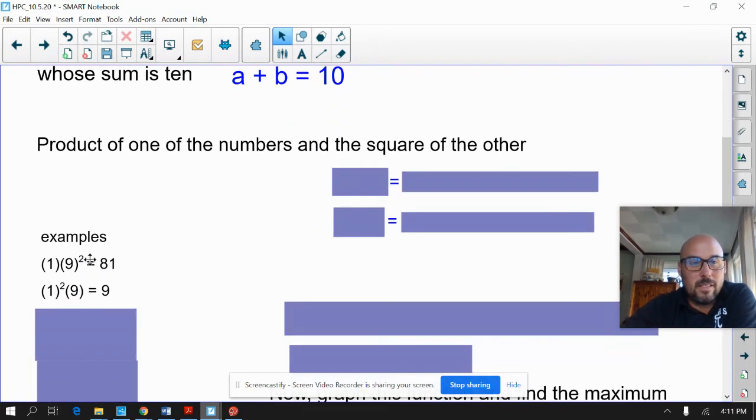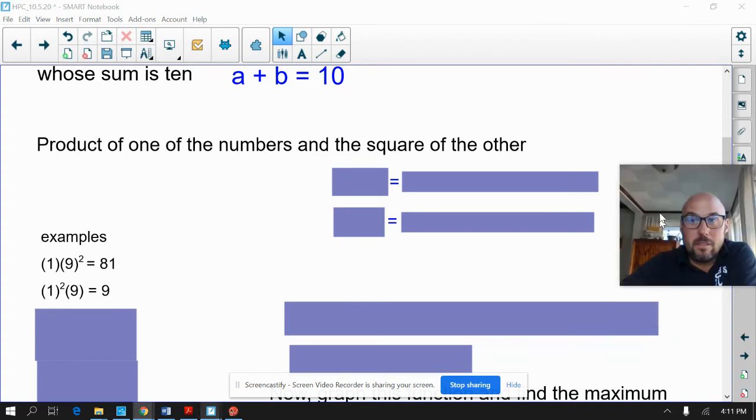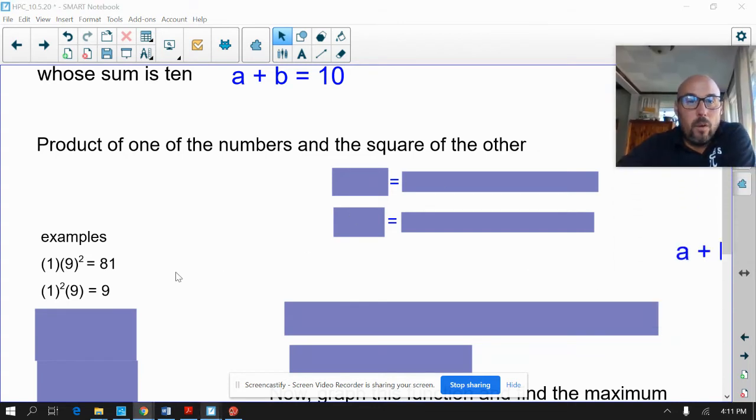So here are some examples. Whenever I get confused with a word problem, I just think about these what-if statements. What if one of the numbers was 1 and the other was 9? Well, product means multiply. So if I multiply 1 and the square of the other, what do I get? Well, in this case, 1 times 9 squared is 81. Well, what if I squared the first one and multiplied it by 9? Then I would get 9.